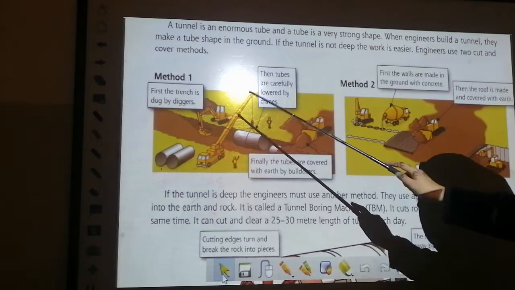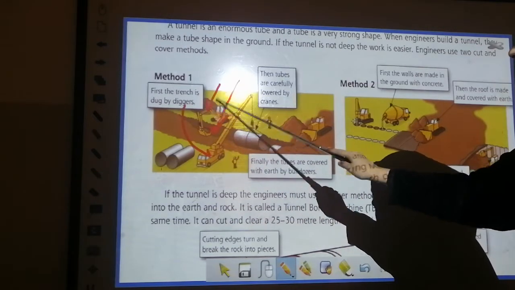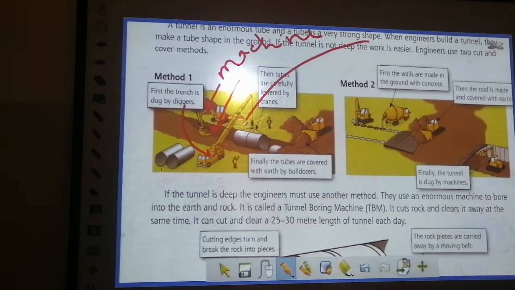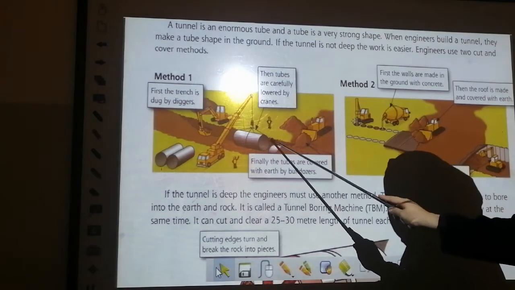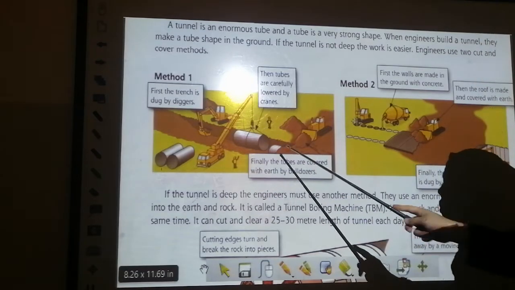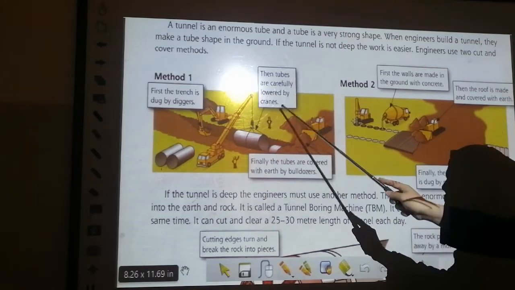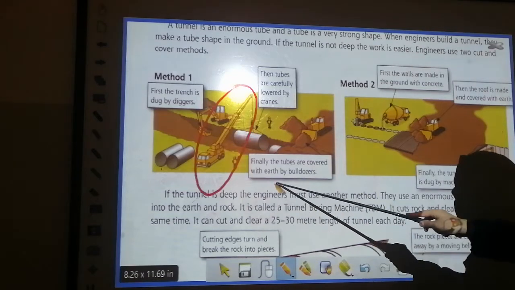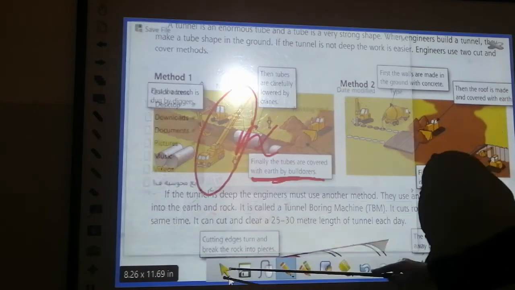So first, the trench. The trench is dug by diggers. Diggers is the name of a machine. If I ask you to find the name of a machine that can dig, you must find diggers. Then tubes are carefully lowered by cranes. We have here a large, strong tube. They are carefully lowered into the trench by cranes. Cranes, رافعة. Finally, the tubes are covered with earth by bulldozers. We must cover these tubes with earth using a bulldozer.